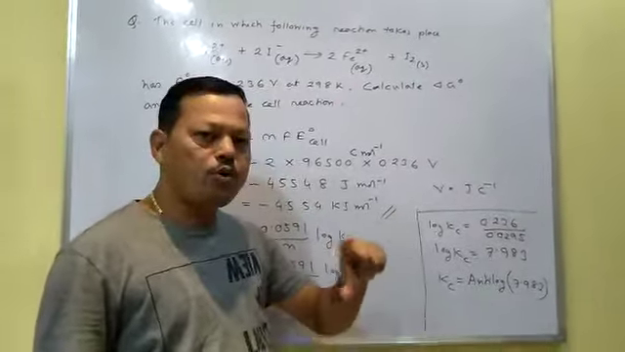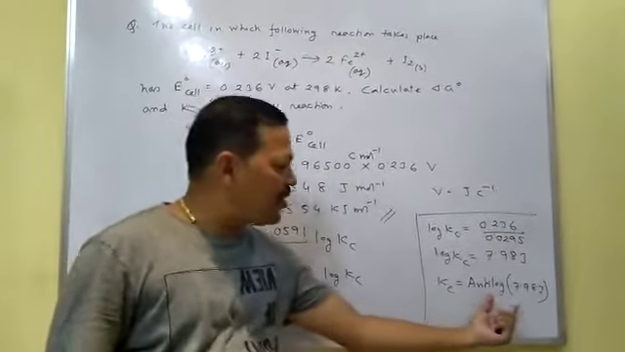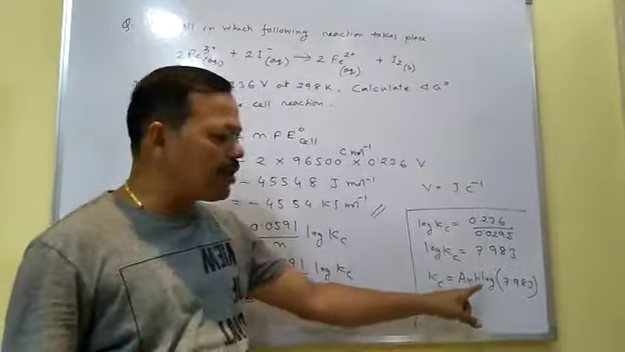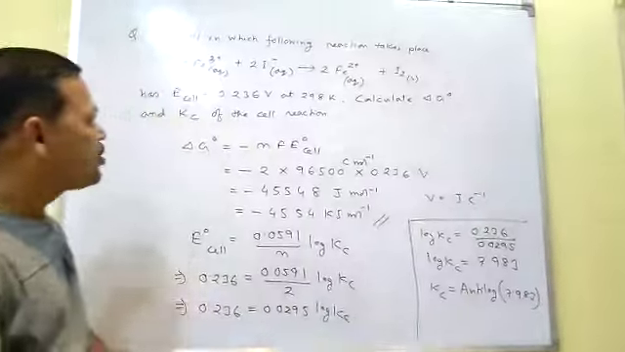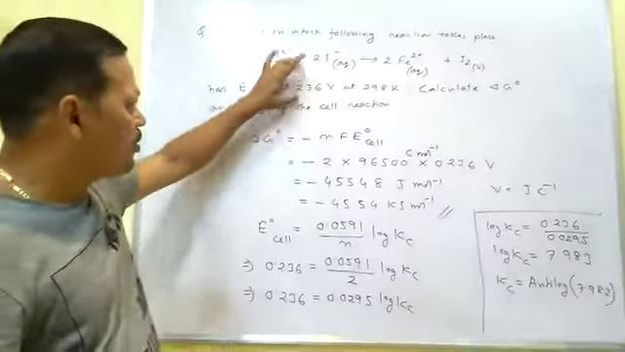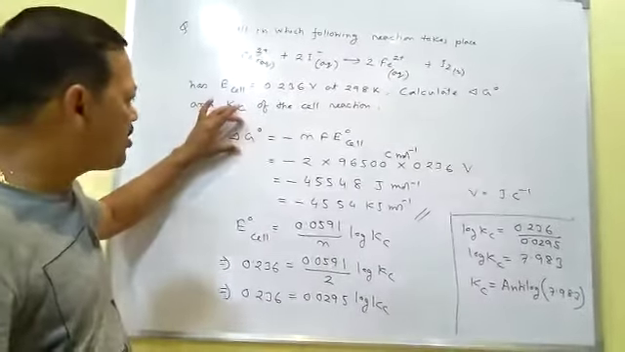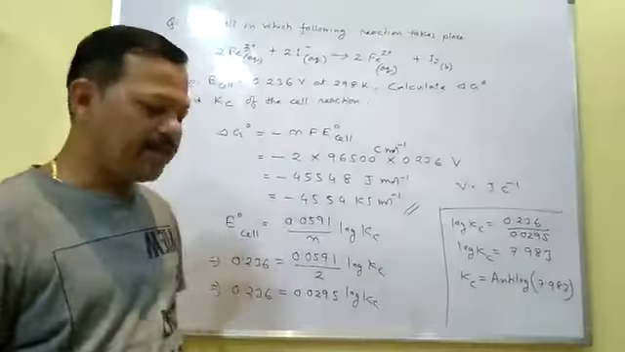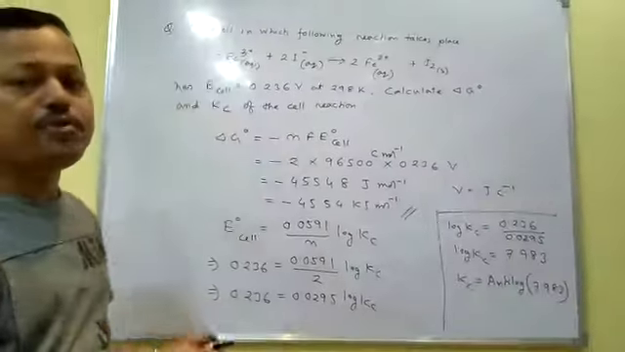In the exam, if you don't know about the antilog value, then you can keep it this way, then also you will get the marks. But you should know how to use the antilog table. So like this way, if the equation is given, if the E0 cell is given, you can find out standard Gibbs free energy and you can find out the equilibrium constant Kc. So this is about this numerical.